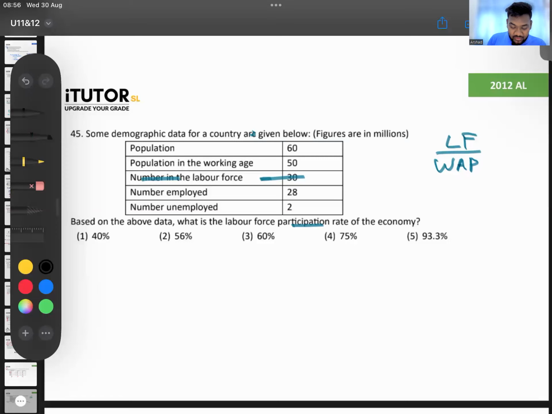Even if they don't give you that third line, you should know the number of people employed plus unemployed gives you the labor force. Because from the labor force, some people are employed, some people are unemployed. So you add those two and you get the labor force. So the labor force here is 30, the working age population here is 50. So 30 over 50 into 100 should give you 60%.